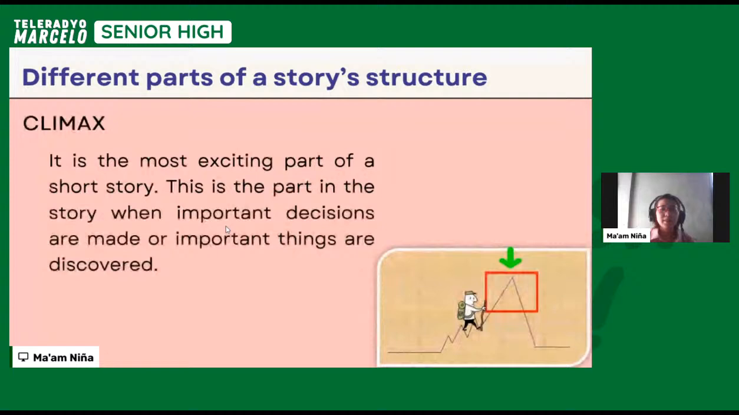Next, you see the diagram, we are already in the climax or the peak. This is the most exciting part of a short story. Why? Because this is the part where decisions are made, or sometimes important things are discovered. Sometimes there are revelations being presented. So this is now the climax.